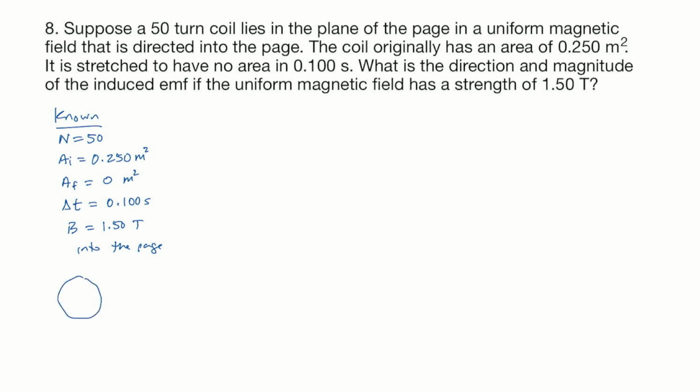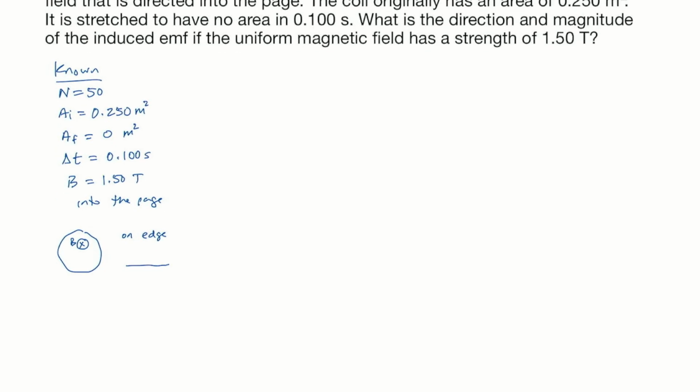So we could say we have our coil like this, and the magnetic field is into the page, so the X means into the page. If we look at it on edge, then our coil just looks like a line. And we see that the magnetic field is now down, and so is the normal to the area. So that means the angle between the normal to the area and the magnetic field is 0 degrees, and the cosine of 0 degrees is 1.